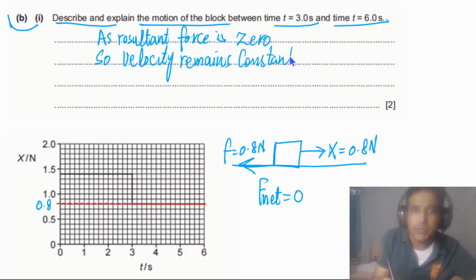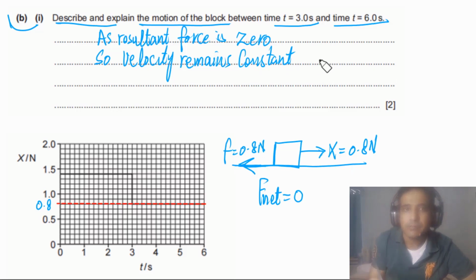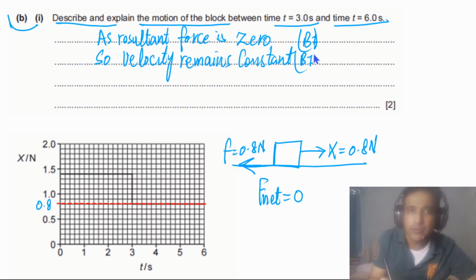So this is how you can answer. This question has 2 marks. So it has 2 B marks: one for writing resultant force is 0, and second for writing velocity remains constant. Means magnitude and direction of velocity remains constant.